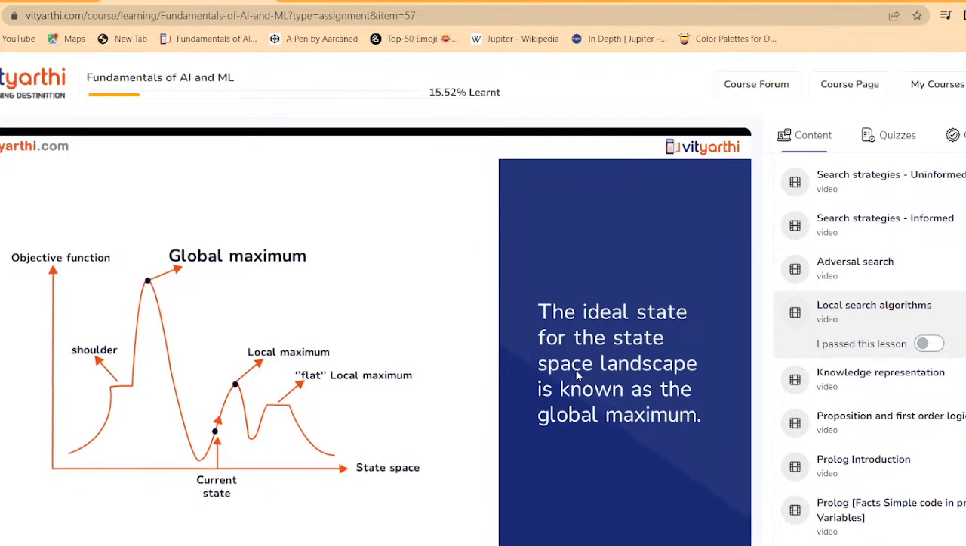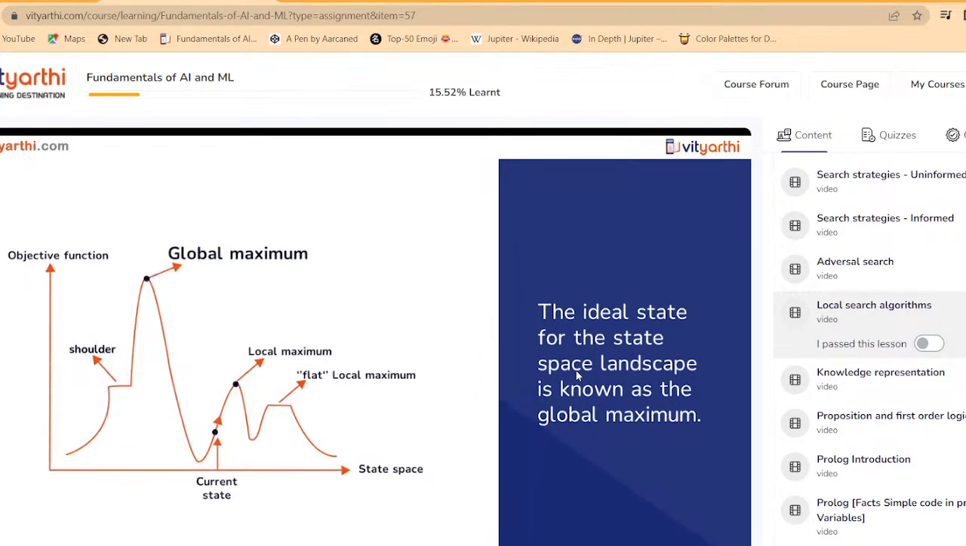The ideal state for the state space landscape is known as the global maximum. The value of its goal function is at the highest.